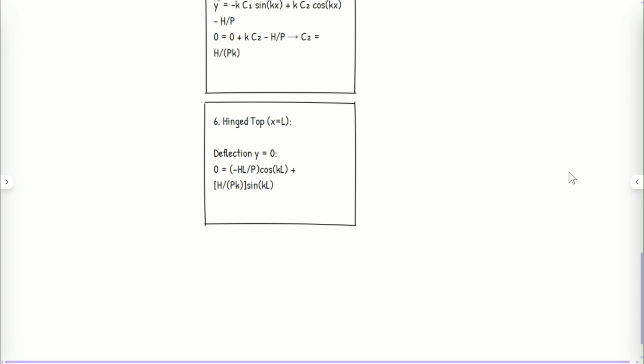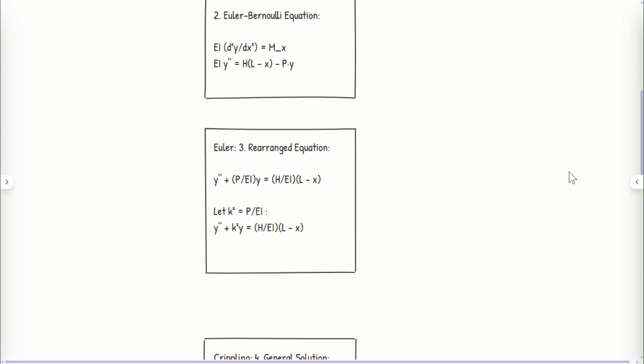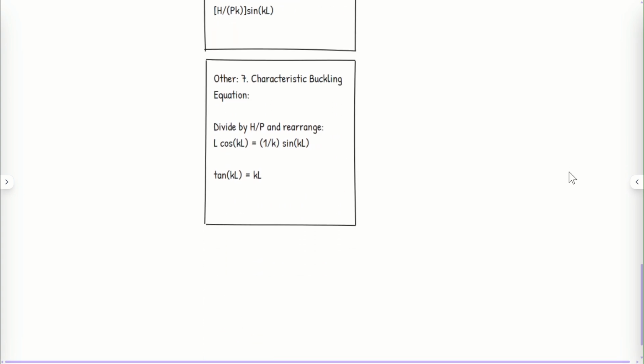Finally, at the hinged top, where x equals L, the deflection is once again constrained to 0. We substitute our constants c1 and c2, along with x equals L, back into the general deflection equation. Assuming the horizontal reaction H is not 0, we divide it out and rearrange the terms to get the characteristic equation, tan of KL equals KL.